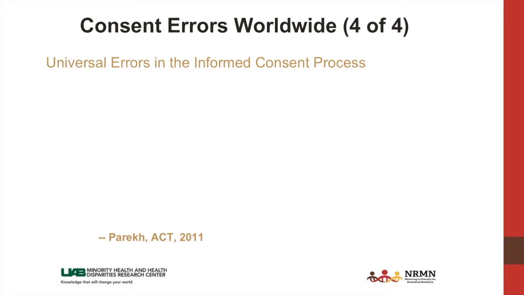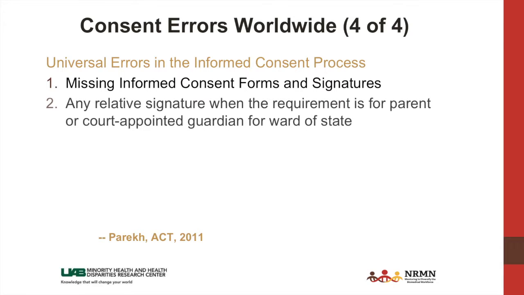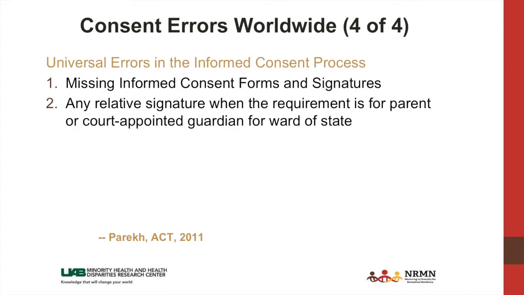Here are some universal errors in the informed consent process. Missing informed consent forms and signatures. Sometimes they can't find it. They filed it somewhere else, all right? And the signatures are not necessarily there. Any relative signature, when the requirement is for parent or court-appointed guardian or ward of state. If somebody else's signature, they think is just as good if it's a relative. That should not be the case. It's the parent, court-appointed guardian, or ward of state.